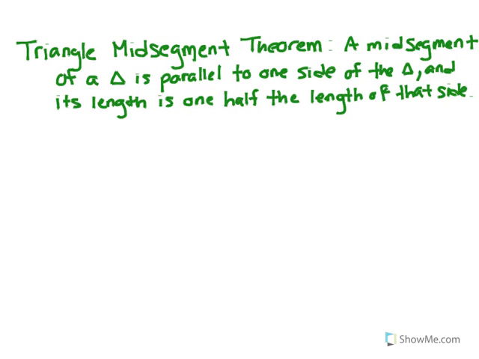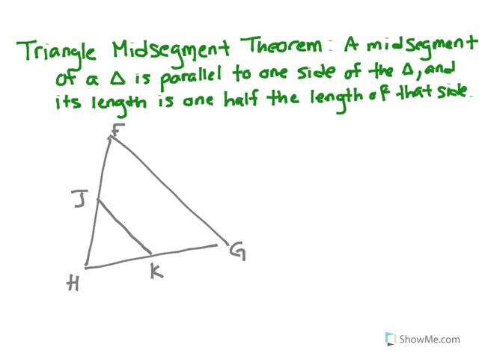Okay, so our next theorem is the Triangle Midsegment Theorem, and it states that a midsegment of a triangle is parallel to one side of the triangle, and its length is 1/2 the length of that side. So again, I'm going to draw a picture for you to describe this. So here's a picture of a triangle with a midsegment, and keep in mind that the midsegment that we're talking about is JK, okay, and it's splitting the sides into 2 equal parts.